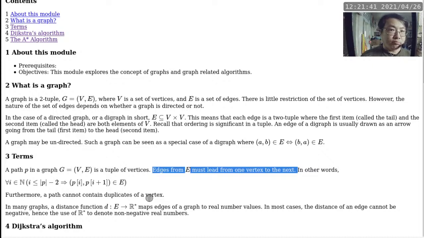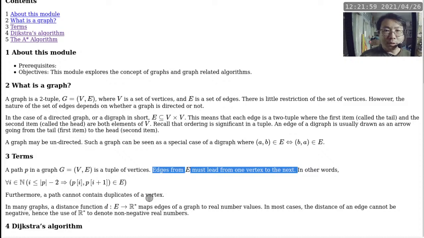Alright, so I'm going to see if there are any questions up to this point. A path is basically just vertices connected by edges, and you cannot revisit a vertex in a path. That's basically the whole point.